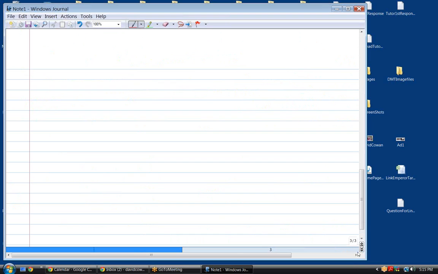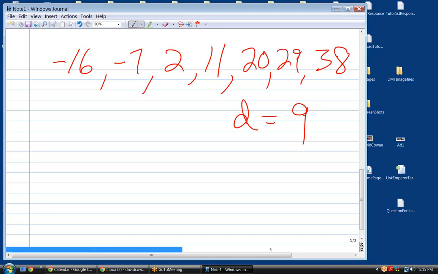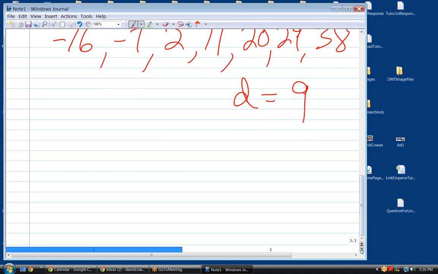The next one is -16, -7, +2, and then 11. Common difference? Negative 9, or +9, my bad. D equals 9. Next three terms? 20, 29, then 38. It's easier when D is positive, for sure. Yeah, it is. Okay, what else we got?